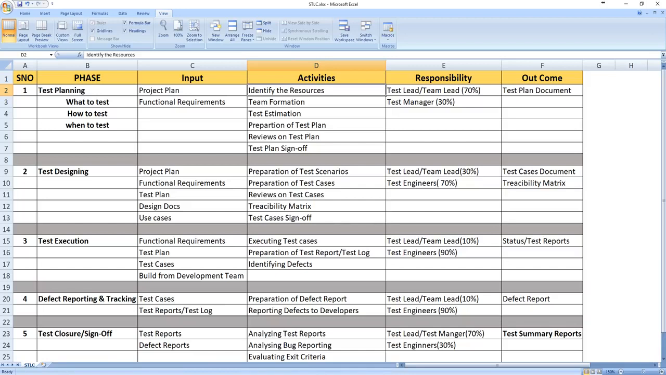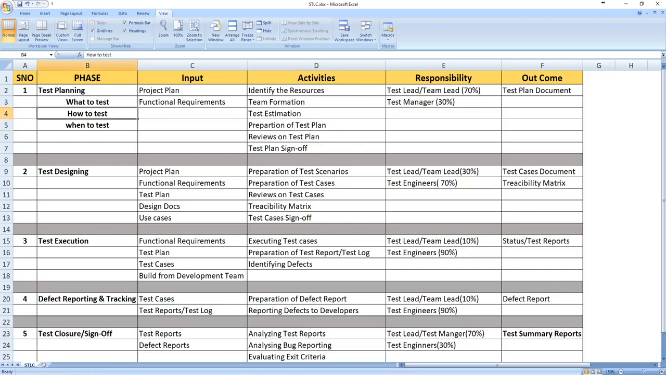Test estimation means how much time the testing will take, how much time for sanity testing, how many times we need to conduct regression, how much time regression or functional testing should take, and when we need to release the build to the next phase. All these things we need to estimate. It is time estimation basically: how many people we have, how much time we have, and how much work we have to do on a day-to-day basis. That is called estimation. Then they prepare the test plan, one document with all these things, with detailed information about what to test, how to test, and when to test.